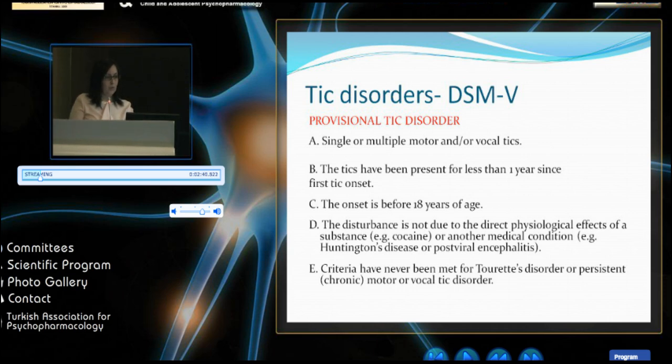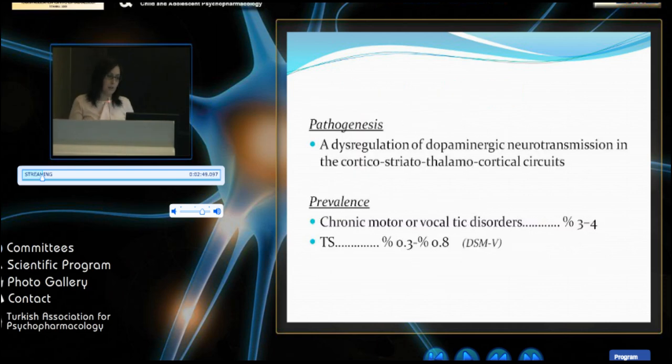This is the provisional tic disorder. It says tics which last less than a month. Tourette and chronic vocal or motor tic disorders are defined as such. When we look at the pathogenesis, dysregulation of dopaminergic neurotransmission in the corticostriato-thalamocortical circuits, as mentioned by the previous speakers.